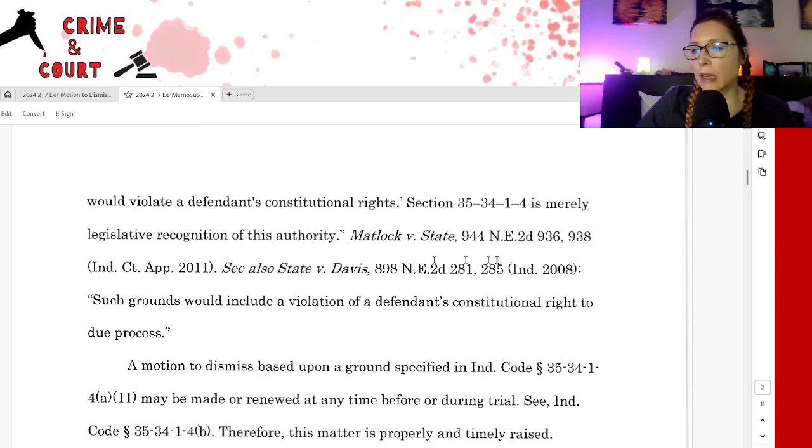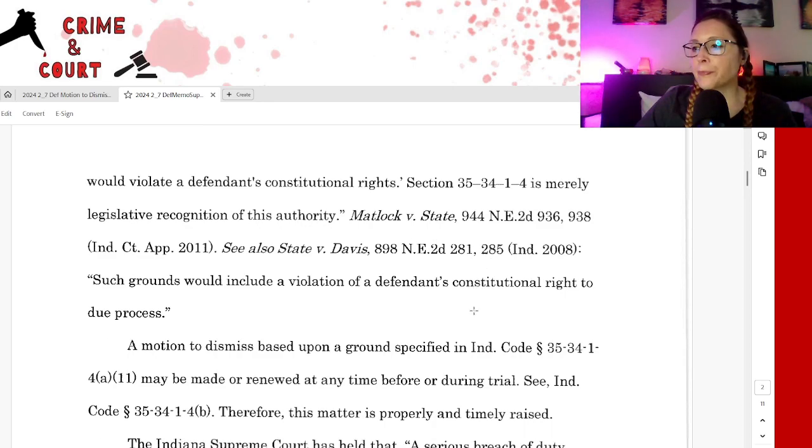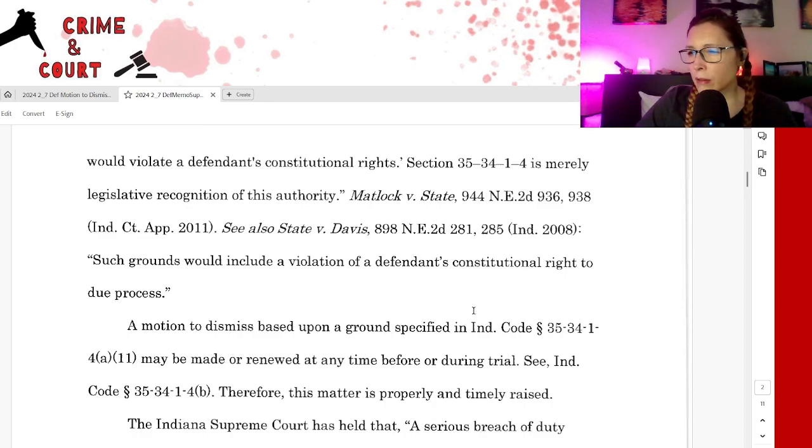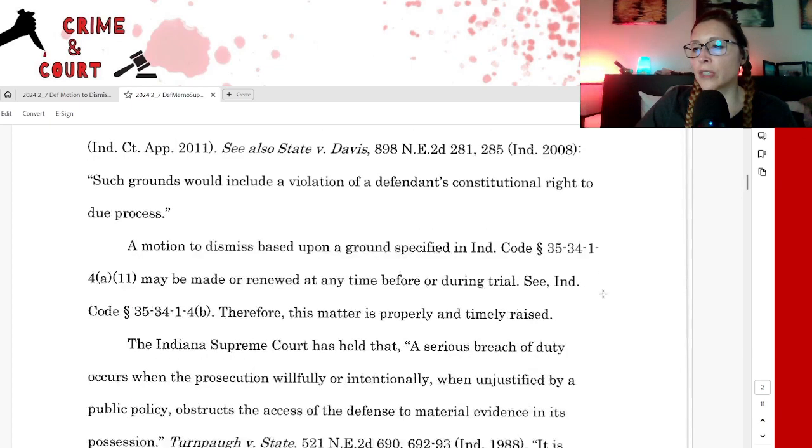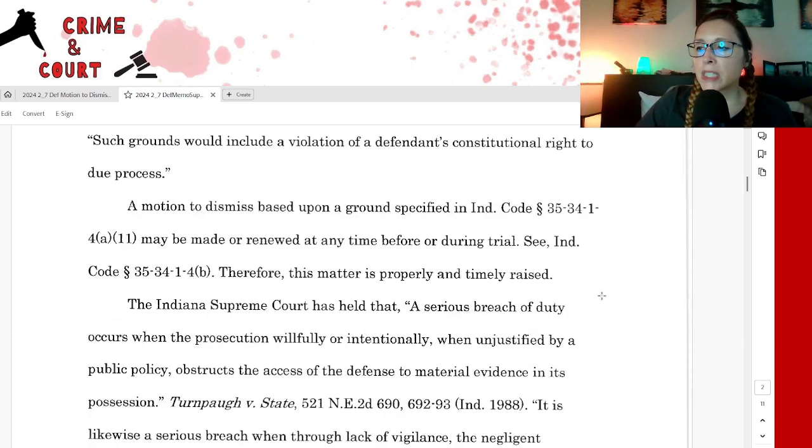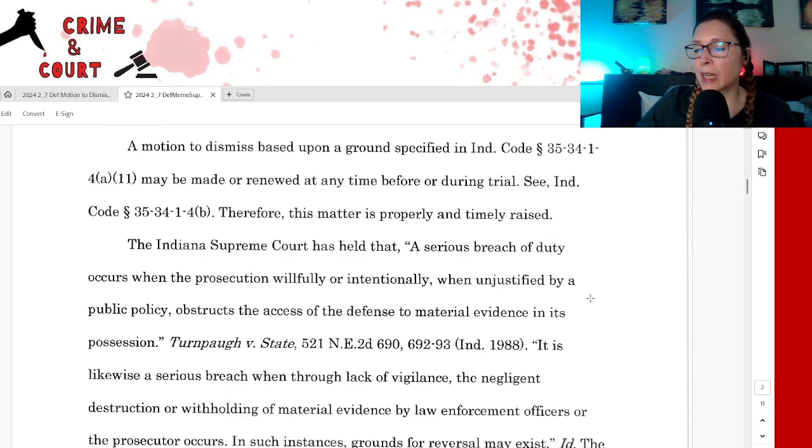And they're stating case law. Ooh, Matlock versus State. Okay. See also State versus David. Such grounds would include a violation of the defendant's constitutional right to due process. A motion to dismiss based upon a ground specified in Indiana Code 35-34-1-4(a)(11) may be made or renewed at any time before or during trial. See Indiana Code 35-34-1-4(b). Therefore, that matter is properly and timely raised.